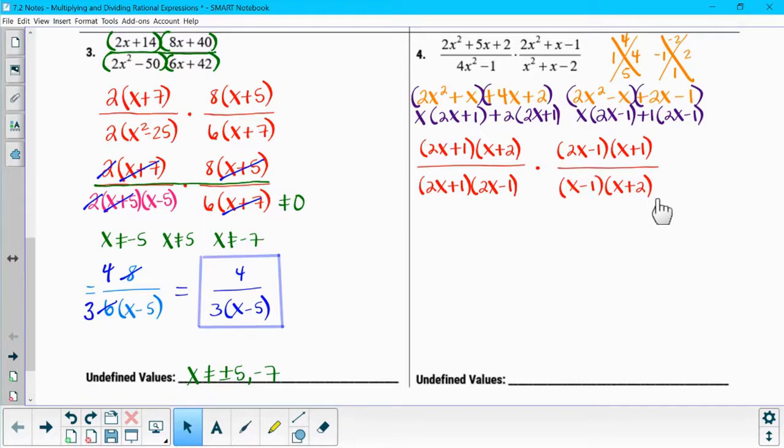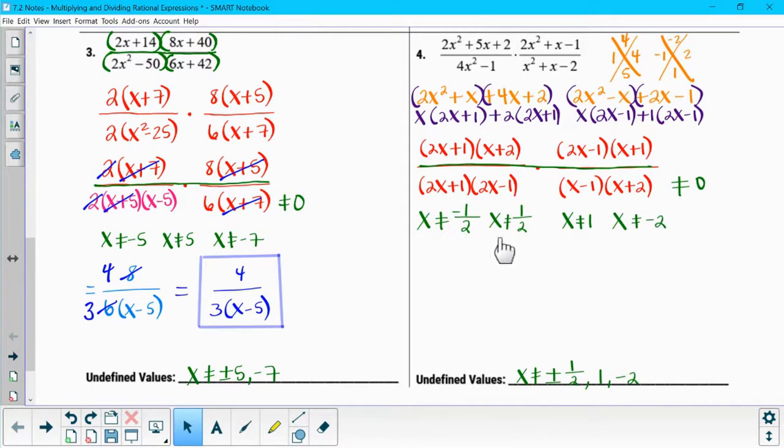Now that we've gotten through the factoring, which is the hard part on this problem, we're going to go ahead and set our, again, remember, we have one big numerator, one big denominator because there's multiplication. We are going to set the denominator not equal to 0. So from my first denominator, I got x cannot equal -1/2, x cannot equal +1/2. For my second denominator, I got x cannot equal 1, x cannot equal -2. Now that I have my undefined values written out, I can go ahead and start canceling things.